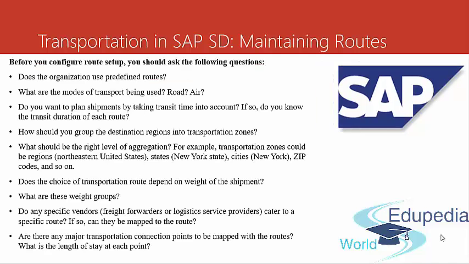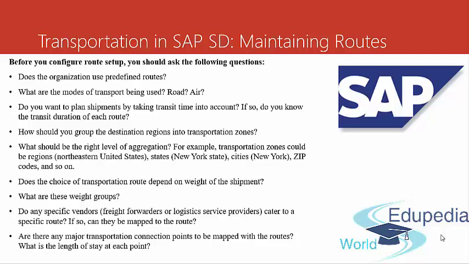Most organizations use predefined routes in conveying material from source to destination. You can set up and maintain a central repository of your primary routes in SAP. This master record contains all the details about the route, such as the duration, the means of transport, and the service provider. SAP's automatic route determination functionality populates the appropriate route in the sales document. Before you configure route setup, you should ask the following questions.